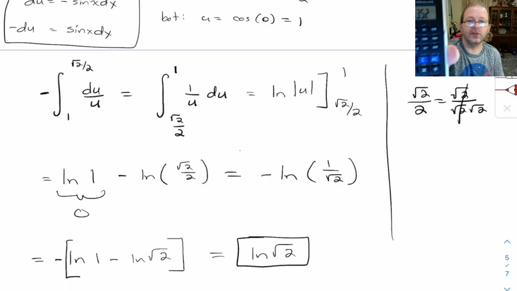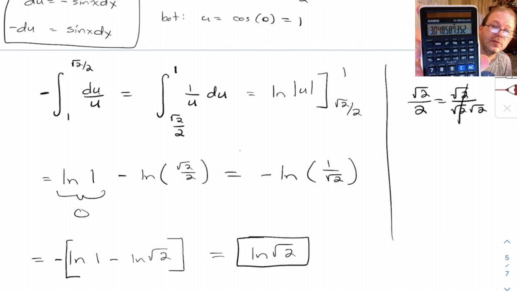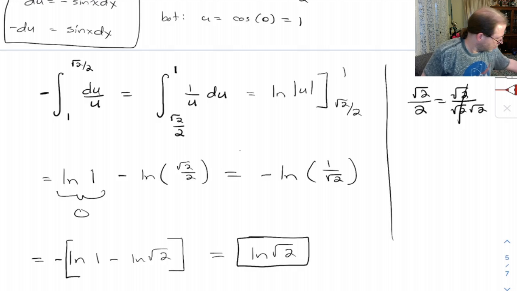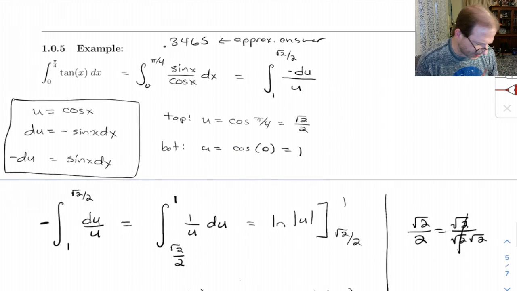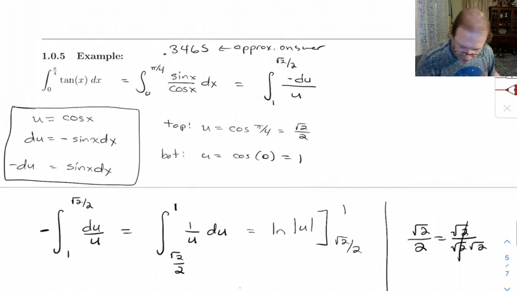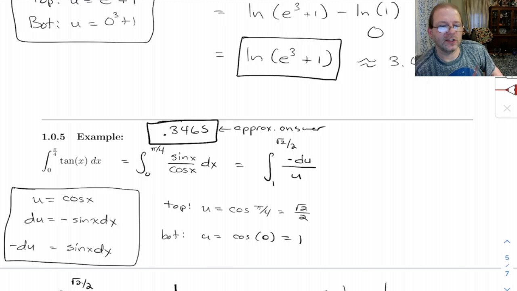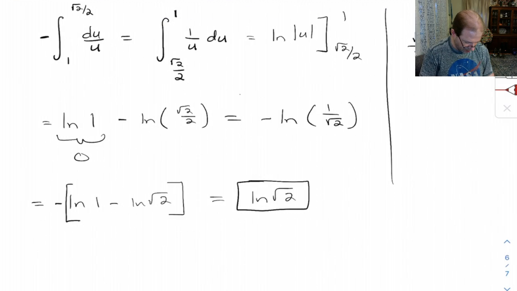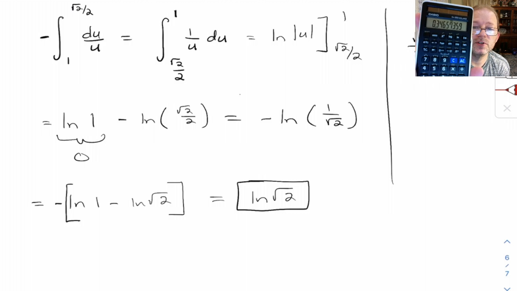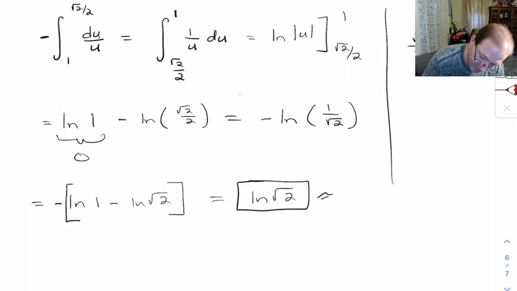Let's compare that with the approximation I got earlier. Wait a second, actually, that's not correct, that's from something earlier, just a random number that happened to be in my calculator. I found it up here, 0.3465. Let's compare that to natural log of square root of 2. When I do natural log of square root of 2, I get 0.34657. But anyway, this is the exact answer, natural log of square root of 2.